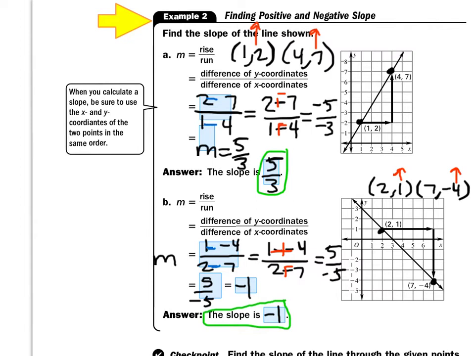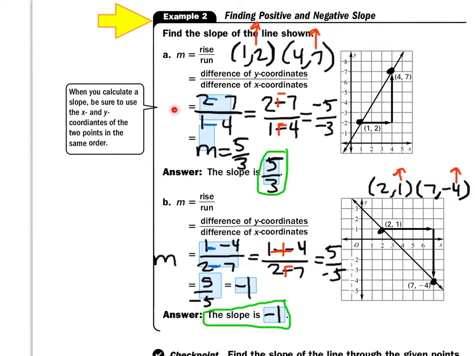Okay, so take a look at example 2, letter A. They want us to find the slope of the line. So here's the line right here. And here's the first point they gave us, 1, comma 2. The second point they gave us is 4, comma 7. So you want to let the y's rise. Circle the 2 and let it go up. Circle the 7 and let it go up.